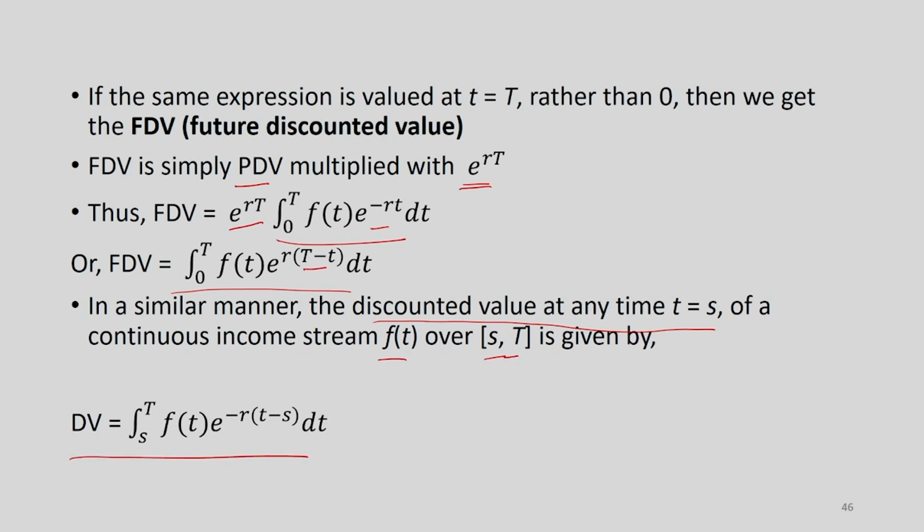So, here instead of standing either at 0 or at capital T, suppose a person is standing at S, and S is between 0 and capital T. Then how does he evaluate the future income stream? That is given by this. It is the integration from S to capital T, because he is starting from S and the income stream is going to go on till capital T, of Ft e to the power minus R multiplied by (T minus S) dt. You can verify that if I change S to be equal to 0, I will get the PDV.